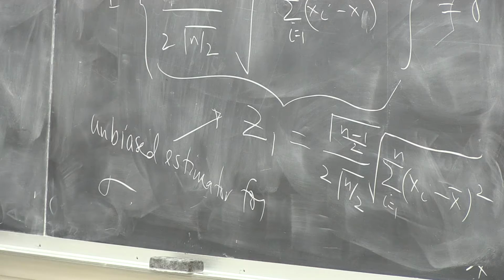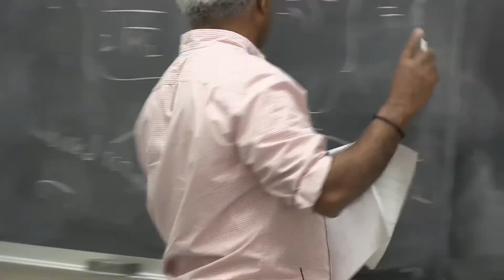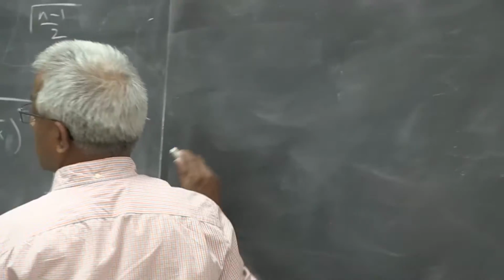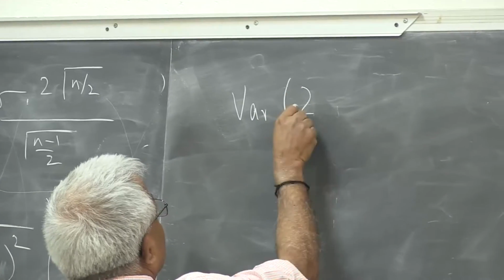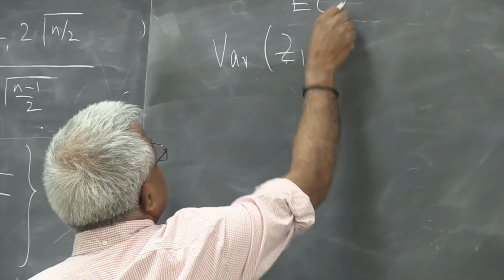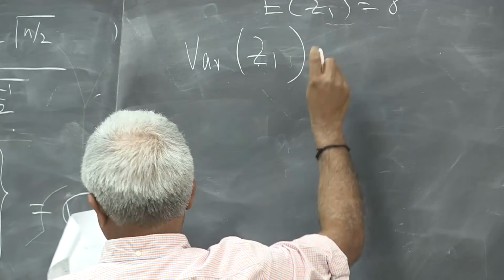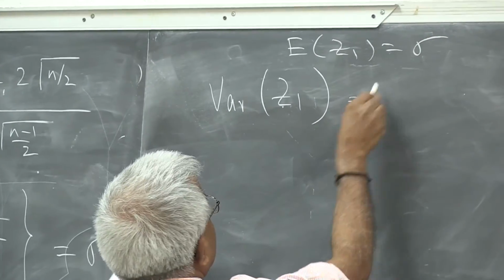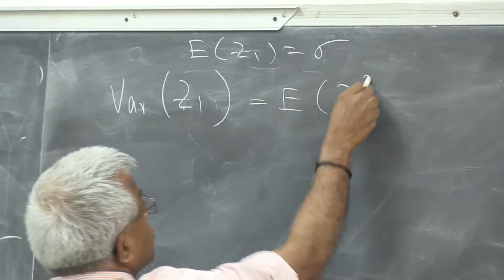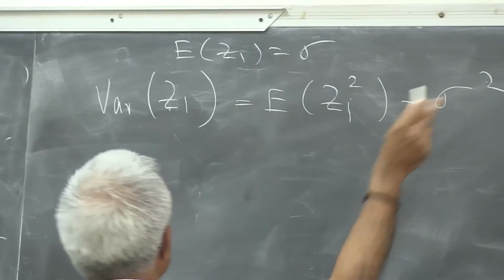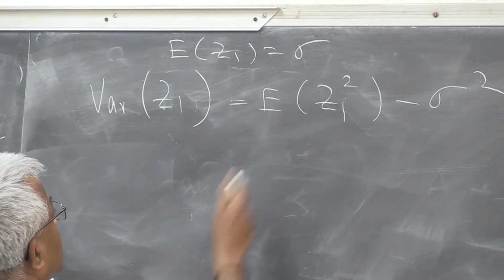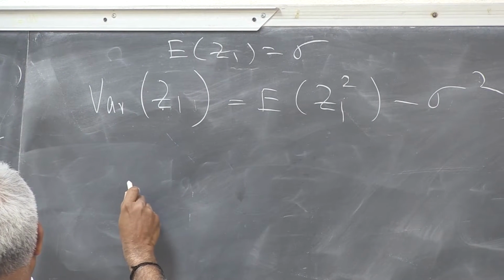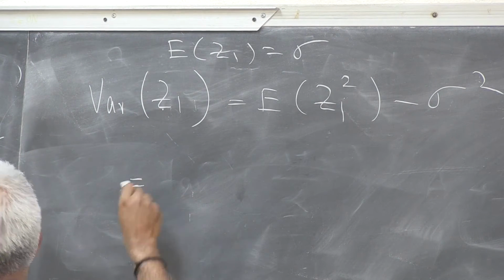Now we can try to find out its variance. So variance of Z1, for example. Remember, we have expected value of Z1 is sigma, and variance of Z1 is expected value of Z1 squared minus sigma squared, because that's its mean. So let me substitute for sigma squared, Z1 squared.